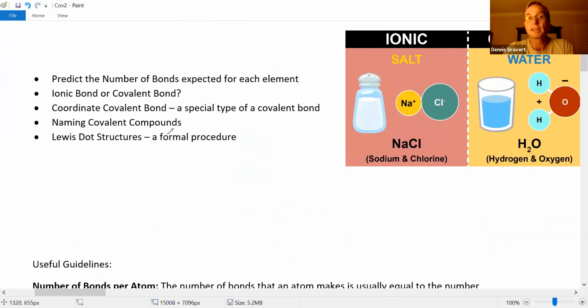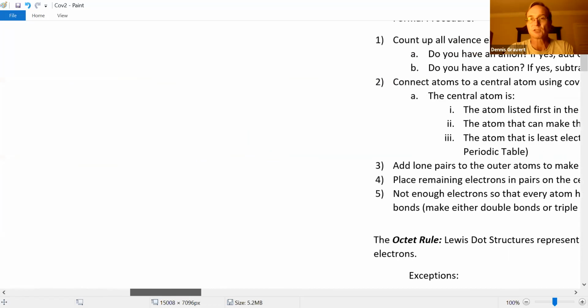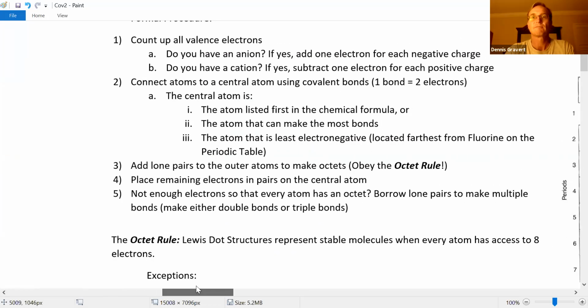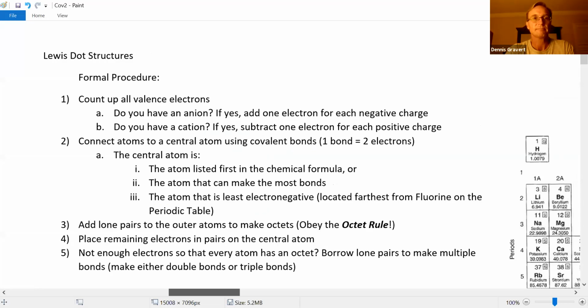Oh, on the last thing, the Lewis dot structure, a formal procedure. So we did a couple of Lewis dot structures today, the quick and dirty way, I guess you'd say. But here is a more precise formal procedure. So let's read through it and then we'll do a couple examples. Formal procedure for doing Lewis dot structure. Follow this procedure if things get weird.